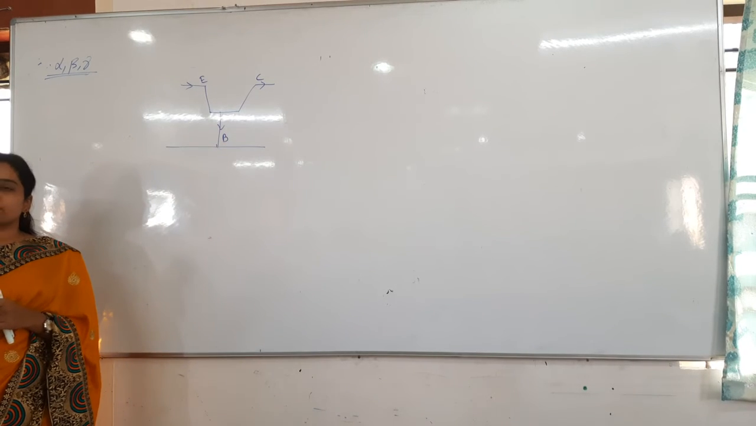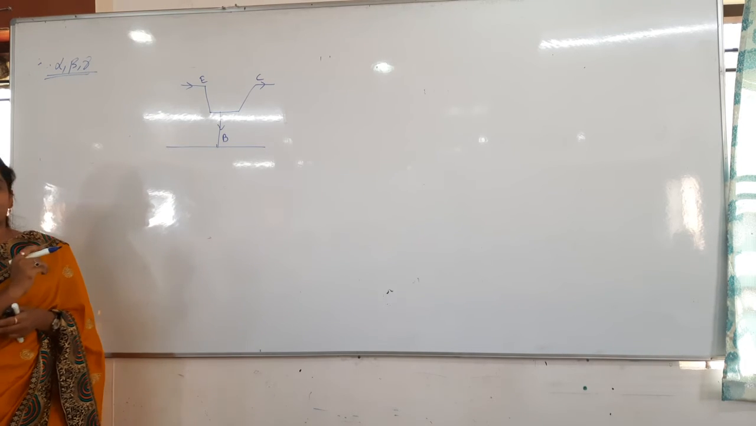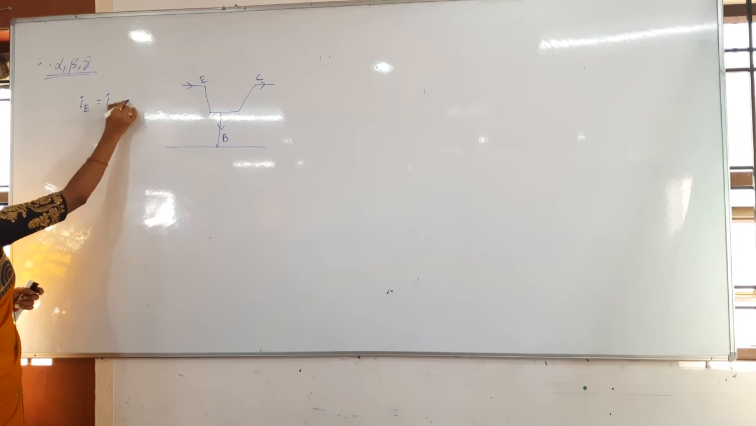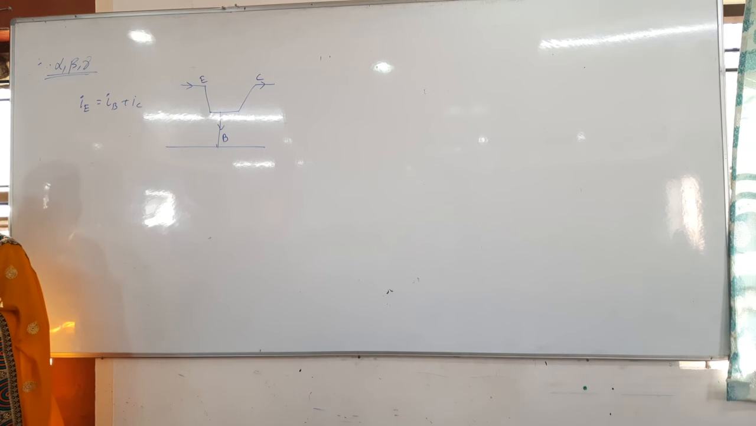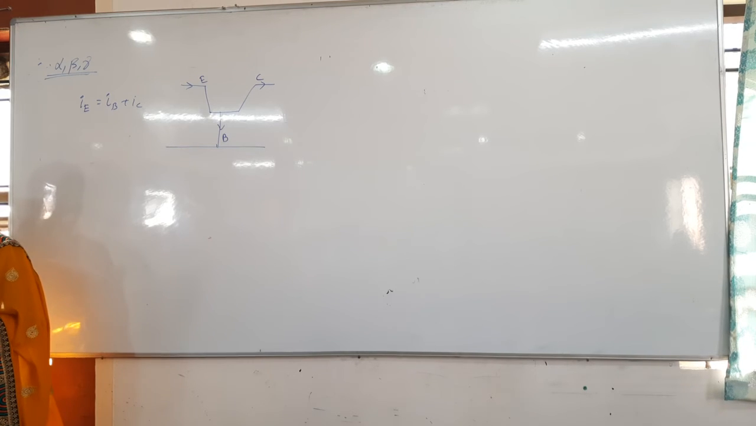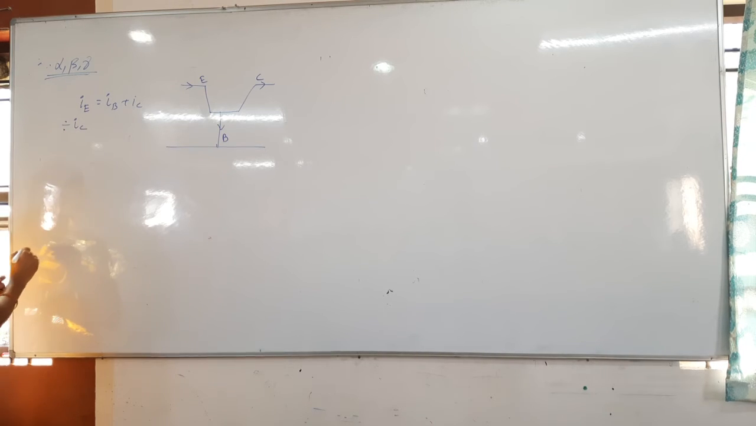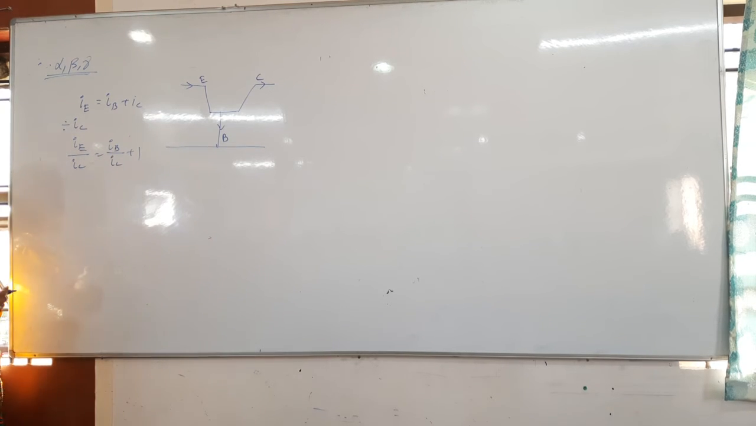Now from Kirchhoff's junction law, what can I write? Who is entering the junction here? IE is entering. So what can I write? IE is equal to IB plus IC, correct? Yes, IE is giving the current to the base and then the collector. Now from this I want to get the relation between alpha, beta and gamma. For that, first of all, let us divide this equation on both sides by IC. Now IE by IC is equal to IB by IC plus 1, we will get.